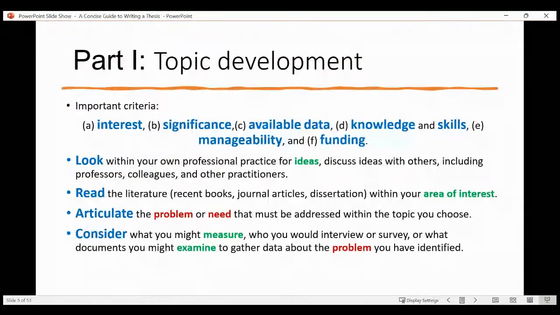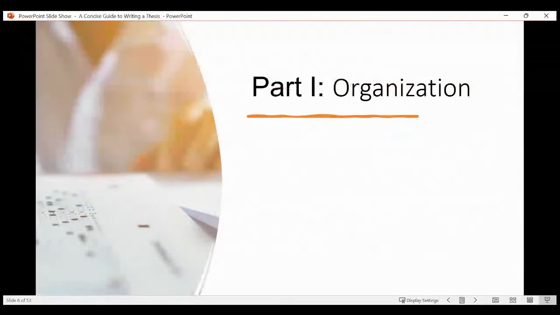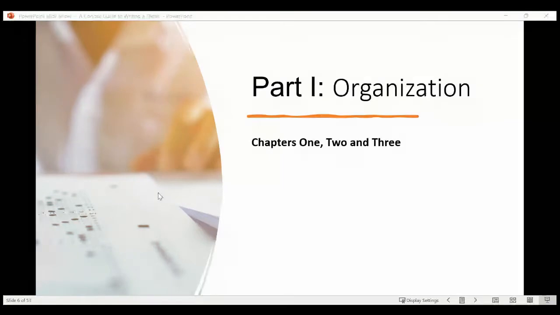Now you are done with the topics. You have a list of topics. Now it's time to organize your ideas. So I have a question here for you. Where do you start? Let's say you start writing your thesis. Before that, you have your proposal. So what do you think? Which chapter would you start with? Is it chapter 1, chapter 2, chapter 3?